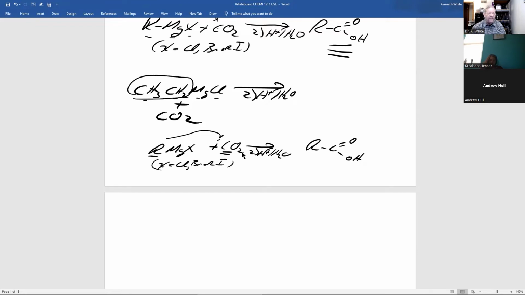What's R? Ethyl. Therefore, I'll draw my two carbons. I'll add this, my extra carbon, which is double bond to oxygen. It also has a hydroxyl group. I know there are 4 bonds to carbon.